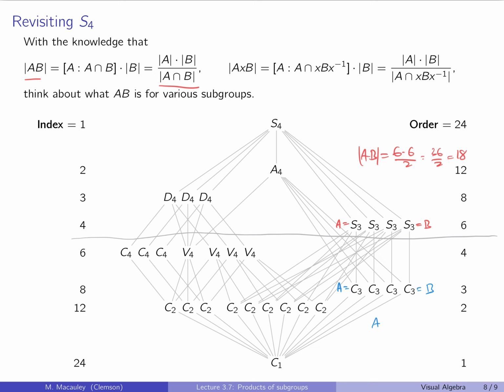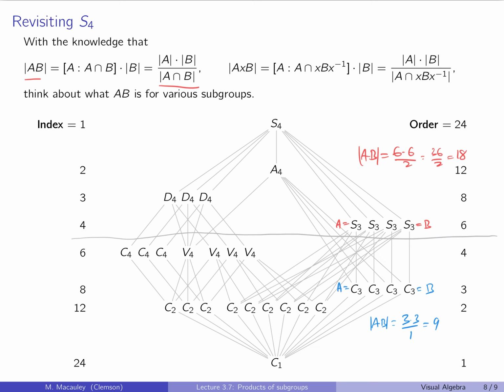Then the size of AB is 3 times 3 divided by the intersection, which is 1, which is 9. So we know that the product of any two of these cannot be a group. It's a double coset with size 9. What else can we say?